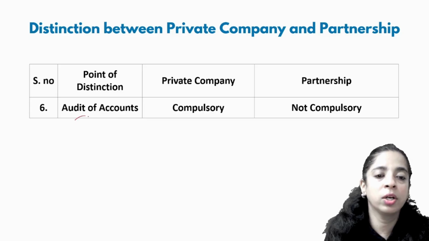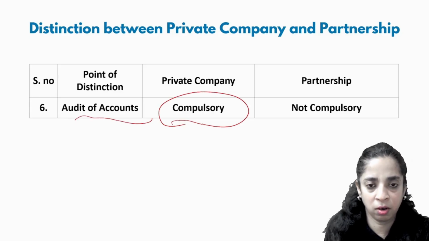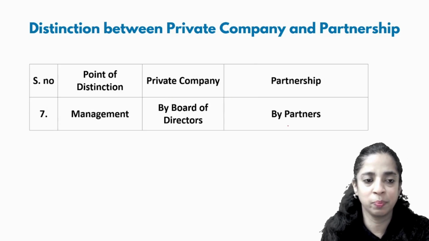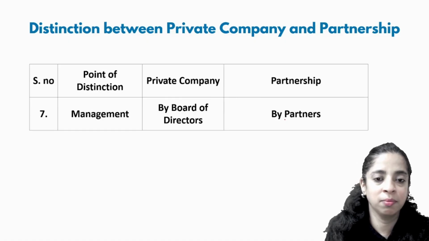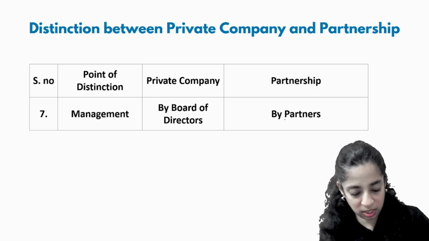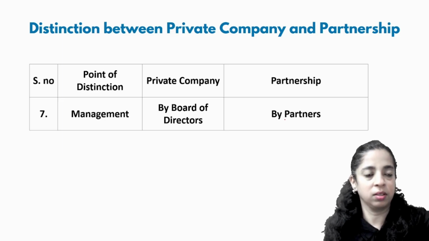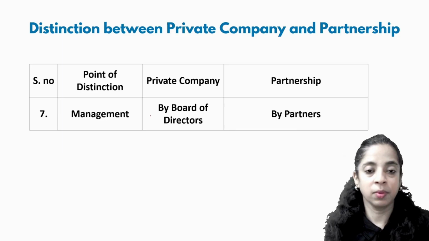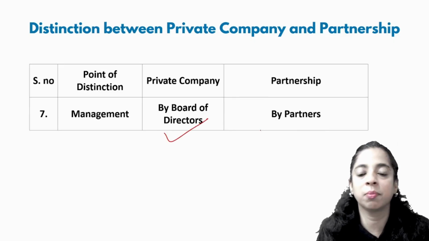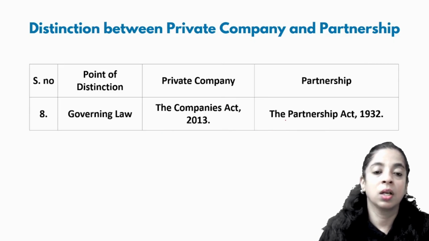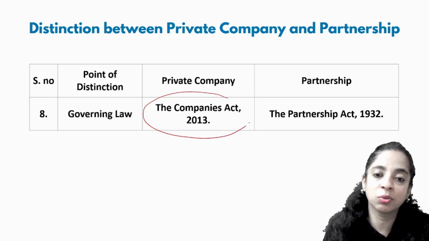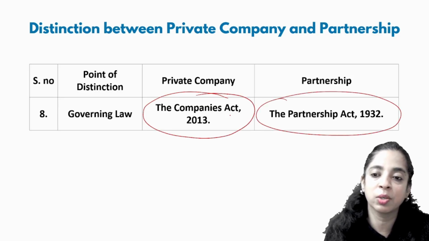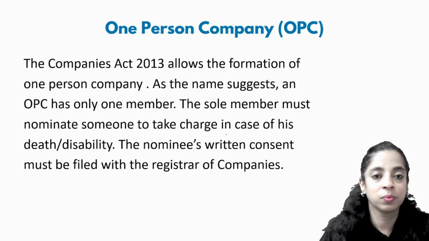Sixth point is audit of accounts. In a private company audit of accounts is compulsory, in a partnership not compulsory. Management is again by the board of directors in a private company, and here by partners. Governing law is again the Companies Act 2013, and here it is the Partnership Act 1932.